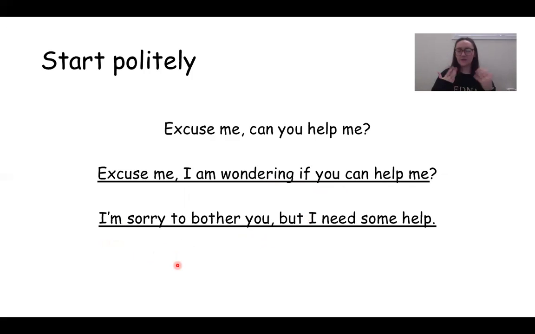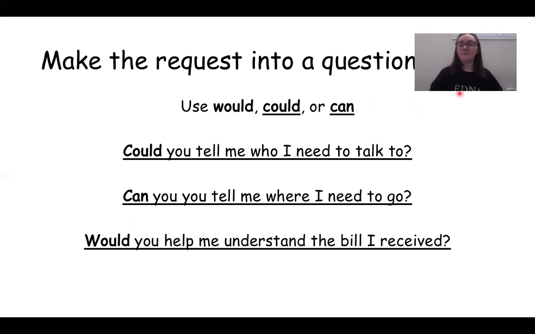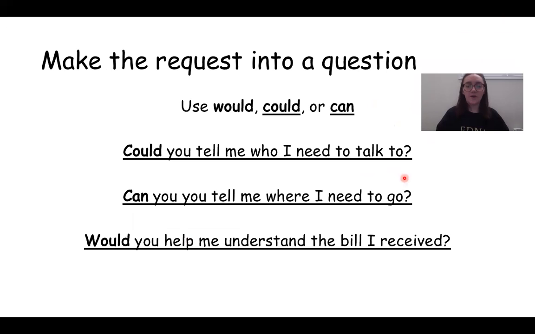So that's what it means to start politely. Start with excuse me, can you help me? I'm sorry to bother you, but I need some help. I'm wondering if you can help me. That's what it means to start politely. So the next part, let me move this around. Okay, so the next part is make the request into a question.